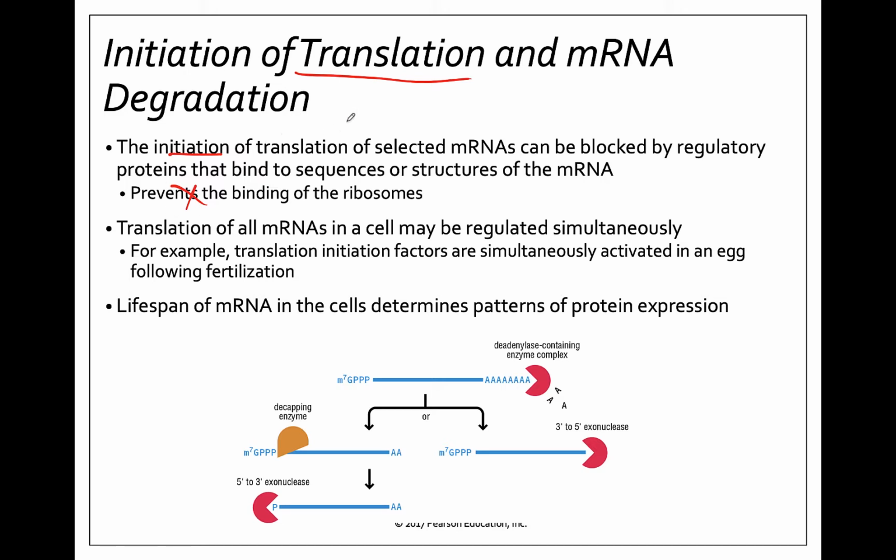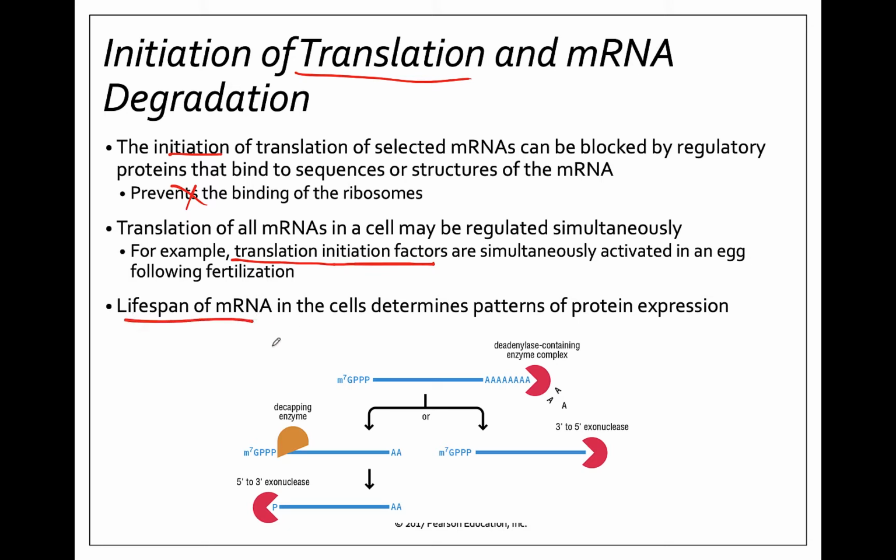Sometimes we are doing this for a single gene. Sometimes we initiate translation for many genes to be stimulated. So for example, when you first become a fertilized egg, the initiation for translation factors are all simultaneously turned on to start the process of gene expression and getting translation and transcription going.